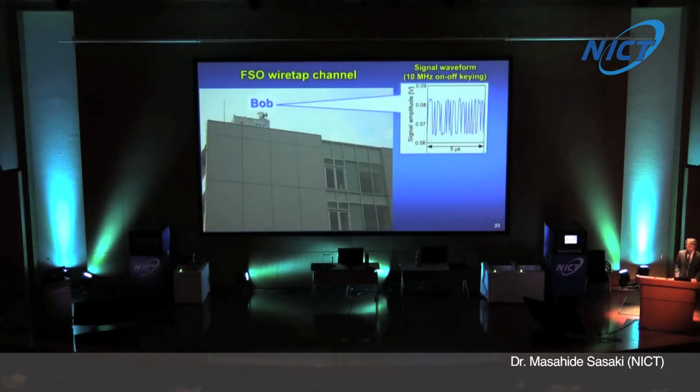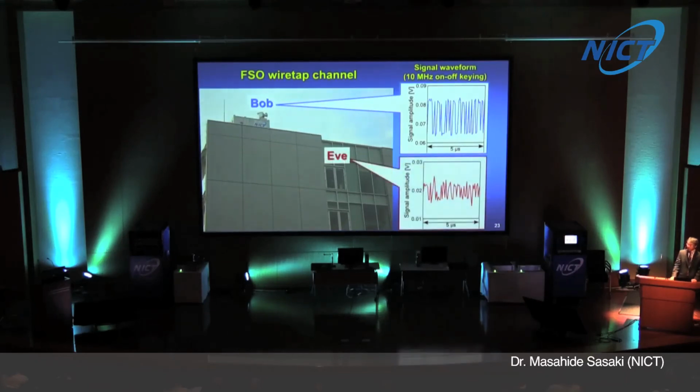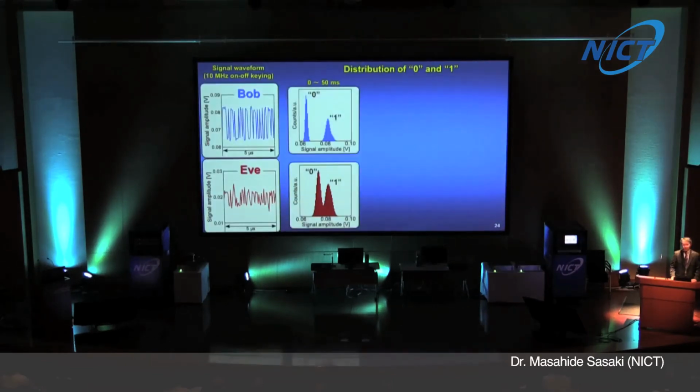So let me show a recent result on FSO wiretap channel. This view graph is a signal waveform at Bob of 10 megahertz on-off signals. And this is for Eve. And from these waveforms, we can construct the probability distributions of 0 and 1. The upper part is for Bob, and two peaks are well separated, so the main channel is almost error-free. And the lower one is for Eve, and two peaks overlap with each other, suffering from the finite bit error rate.